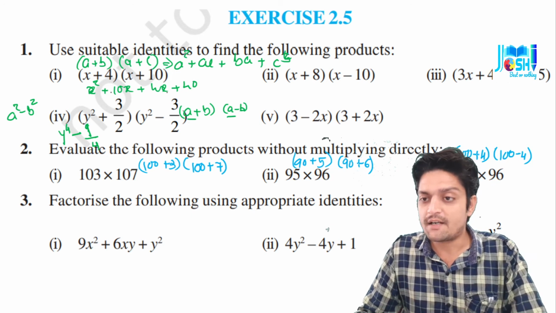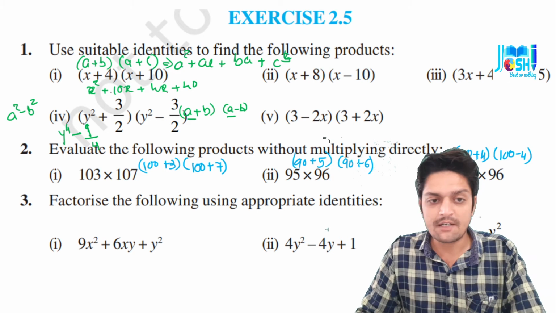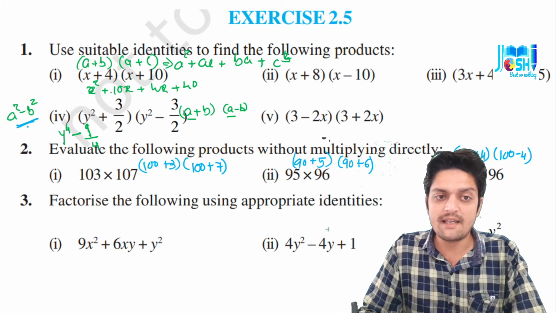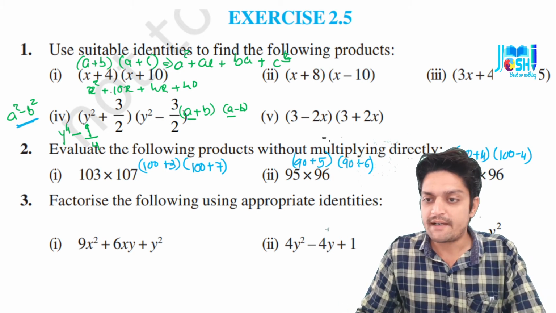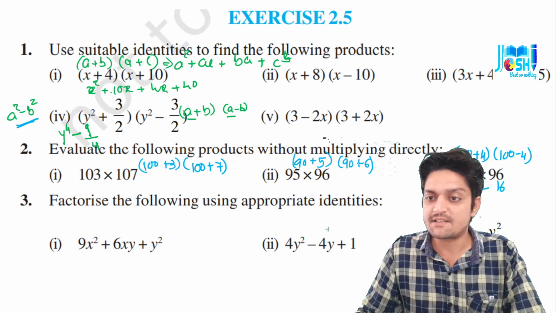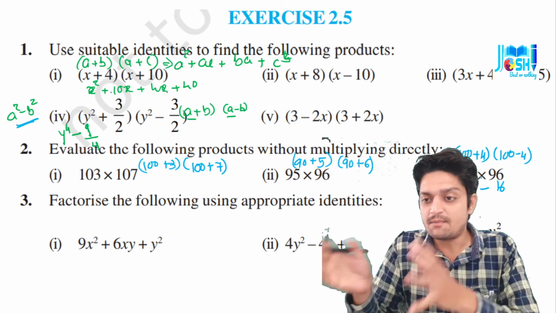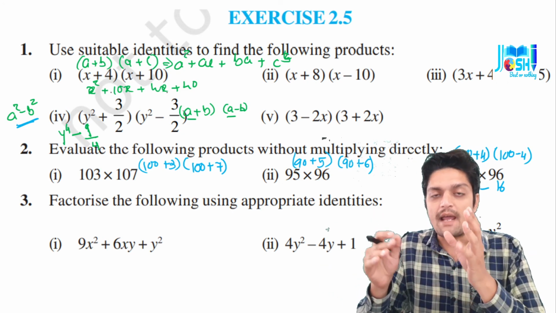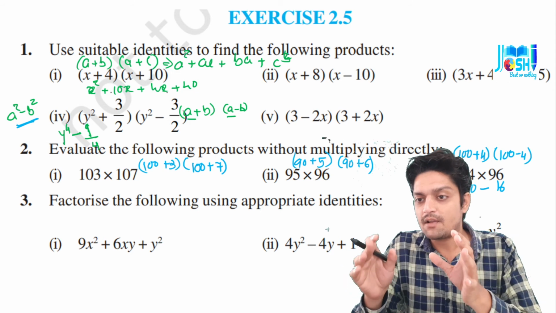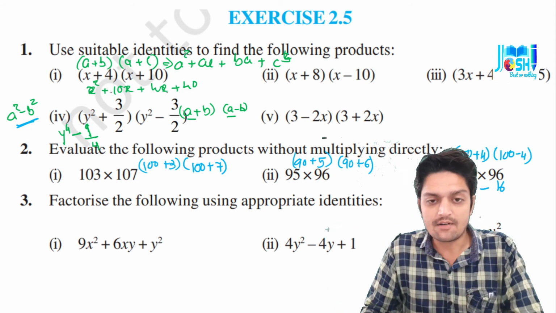96. So 100 square, because this is 1 time plus and 1 time minus, this is the a square minus b square formula. So 100 square is 10,000, minus 4 square is 16. So 10,000 minus 16, so 9,984 you will get here, if you multiply.